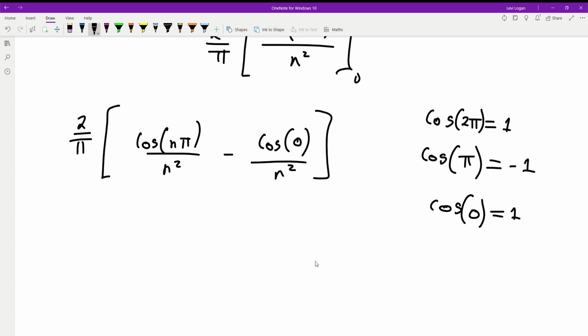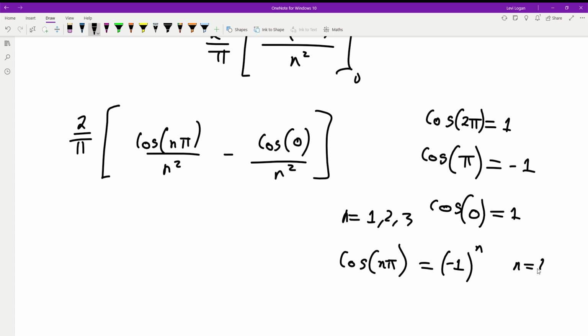So if you have cos n pi, it pretty much oscillates between 1 and negative 1 consistently, because n has to be discrete, so it has to be 1, 2, 3, 4, etc. So you can rewrite cos of n pi as just negative 1 to the power of n pretty much. So if n is 1, you get negative 1. If n is 2, you get positive 1, etc. Okay, so you can replace this bit here with just negative 1 to the power of n.